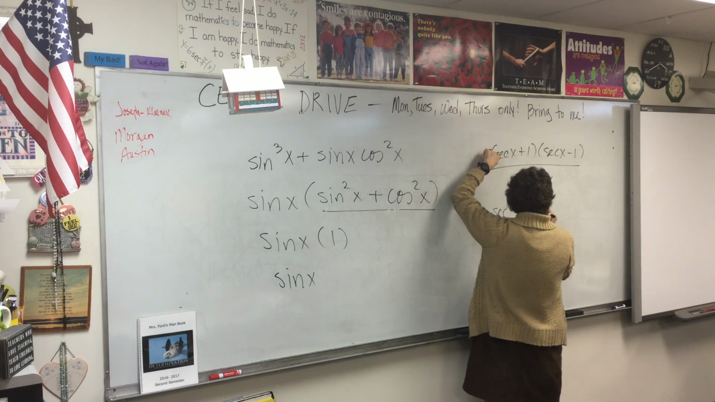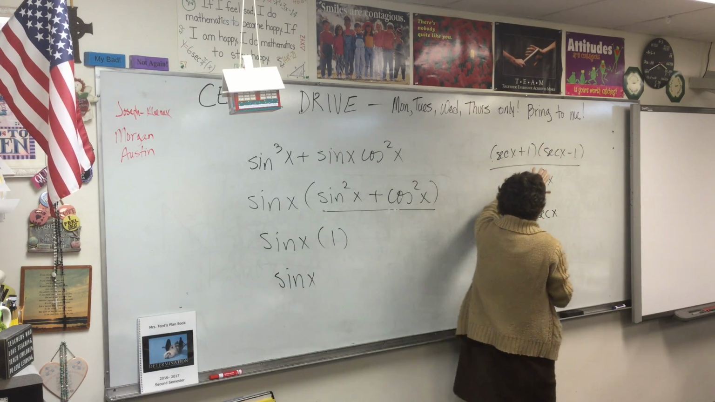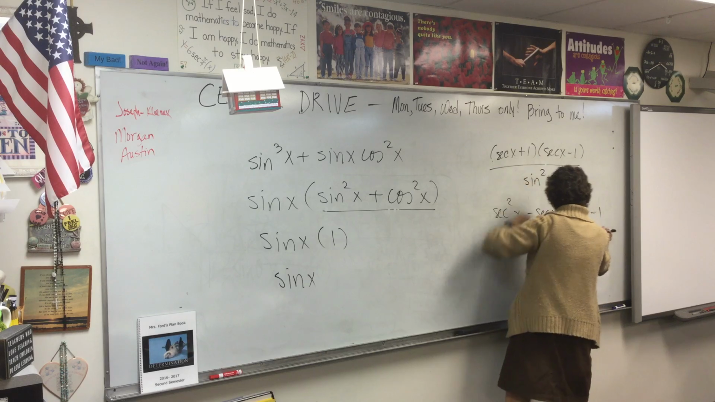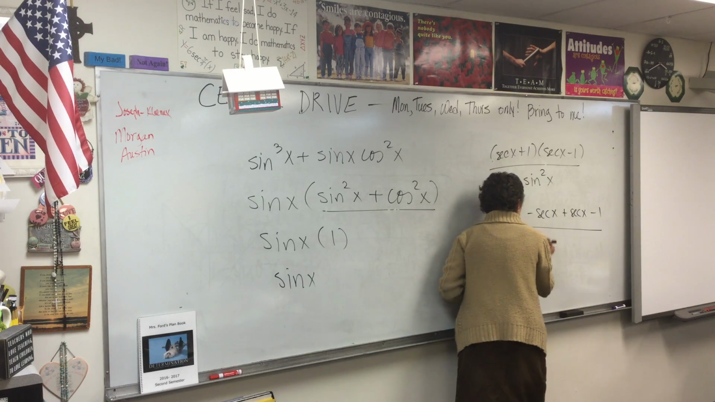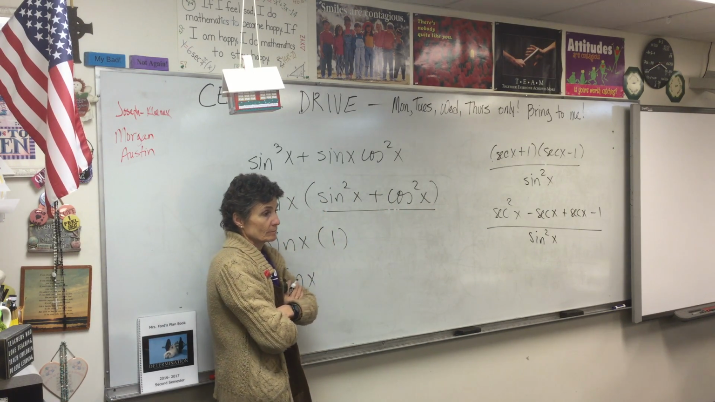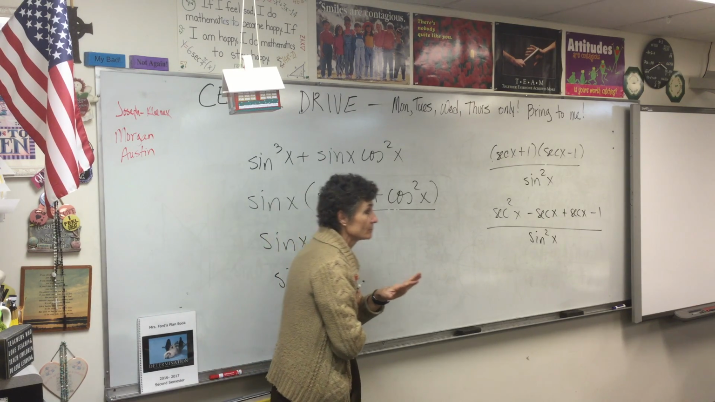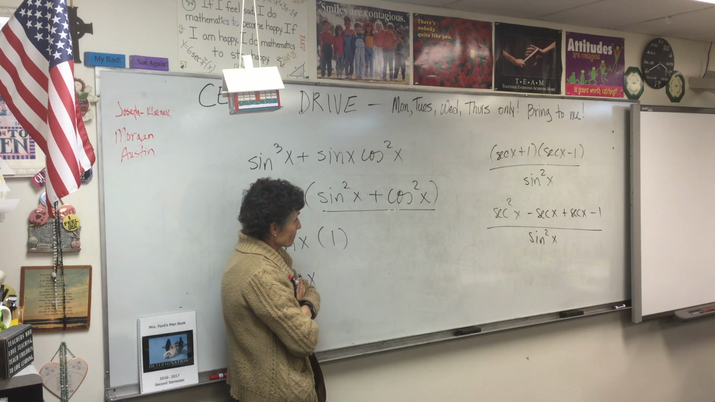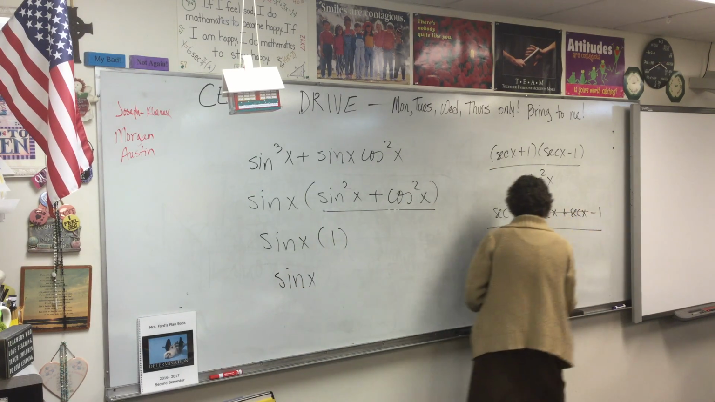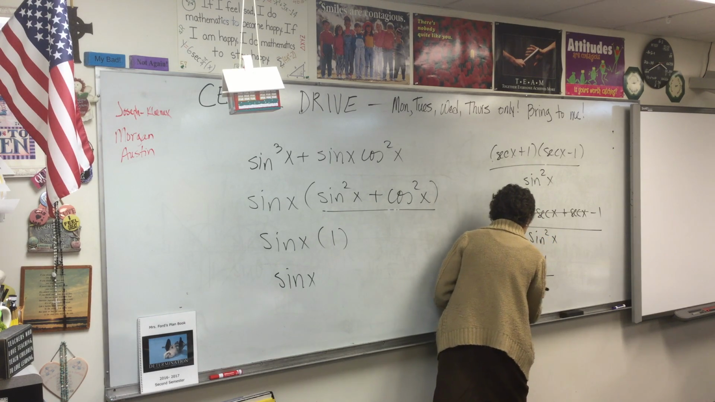All right, outsides: minus secant. I'm multiplying outsides. Now I'm going to do insides, and last. Okay, so what did I do? Nothing tricky. I FOILed. Now what? These two cancel. So I've got secant squared minus 1 over sine squared.